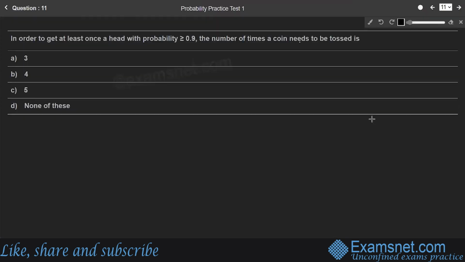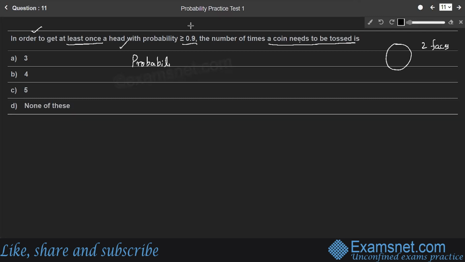Question number 11. In order to get at least one head with probability greater than or equal to 0.9, the number of times a coin needs to be tossed is? So in a coin, there are 2 faces, and one of the faces is head. So we'll consider the probability of getting a head in a coin is 1 by 2. I'll mention it step by step.